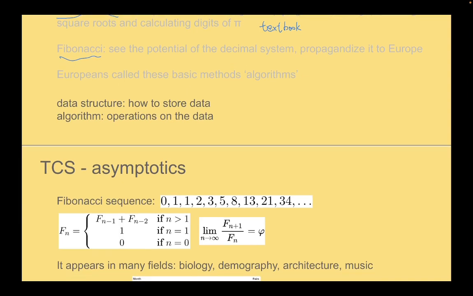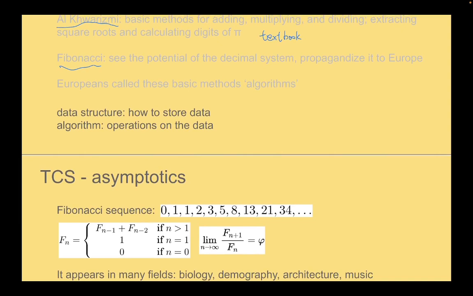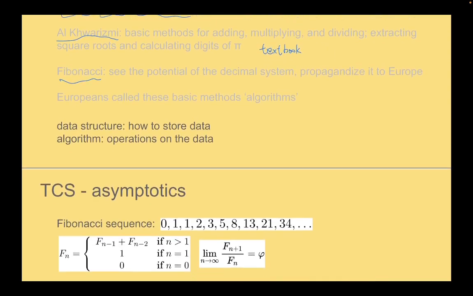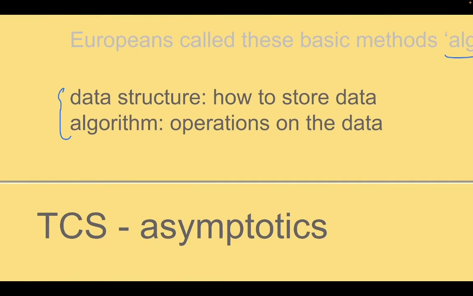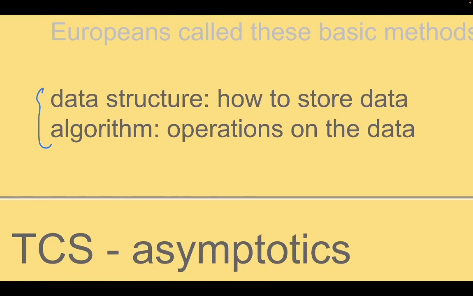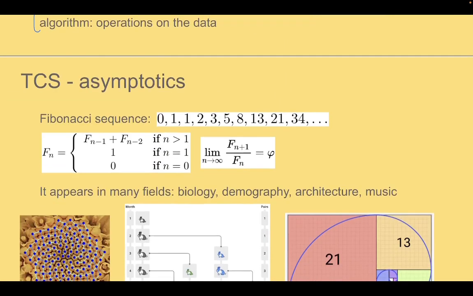After a long time, the Europeans finally accepted the decimal system, and they called all the basic methods such as adding and multiplying algorithms. That's where the word algorithm comes from. So I need you to keep two notions in mind. The first one is data structure, which means how to store data, and the other is algorithm, which is about operations on data.